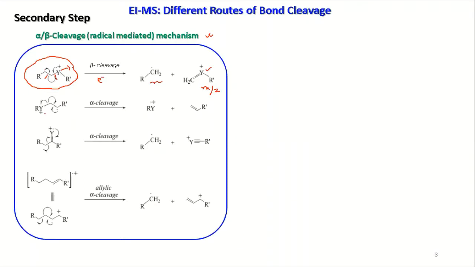You can have a situation like this, where the heteroatom will have a positive charge, and you have a dot here. Now in this case you can have the cleavage this way. The radical will come this way, that will help to break this bond, the alpha bond. This is with respect to this Y, so you can call it the alpha bond. The alpha bond is breaking, so a neutral molecule is coming out, and you are generating a dot plus here. So this is giving you the m by z.